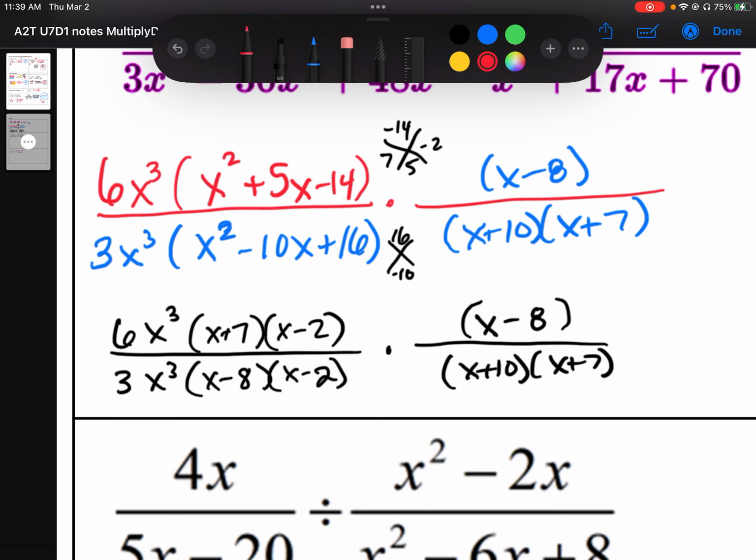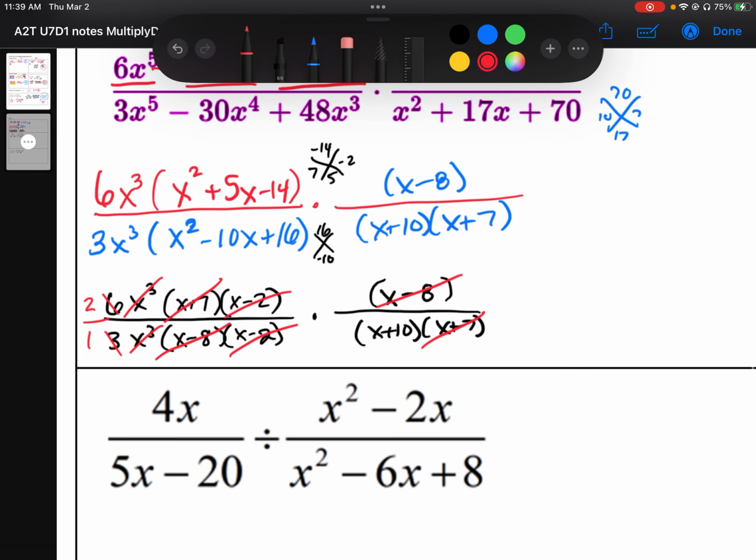And what divides out? I've got x minus 2's, x minus 8, x plus 7's, x cubed out front, okay, and 6 over 3 reduces to 2 over 1, so we'll reduce that. Okay, what is left in the numerator? Just 2. Denominator, I've got 1 times x plus 10, so just x plus 10. Final answer.